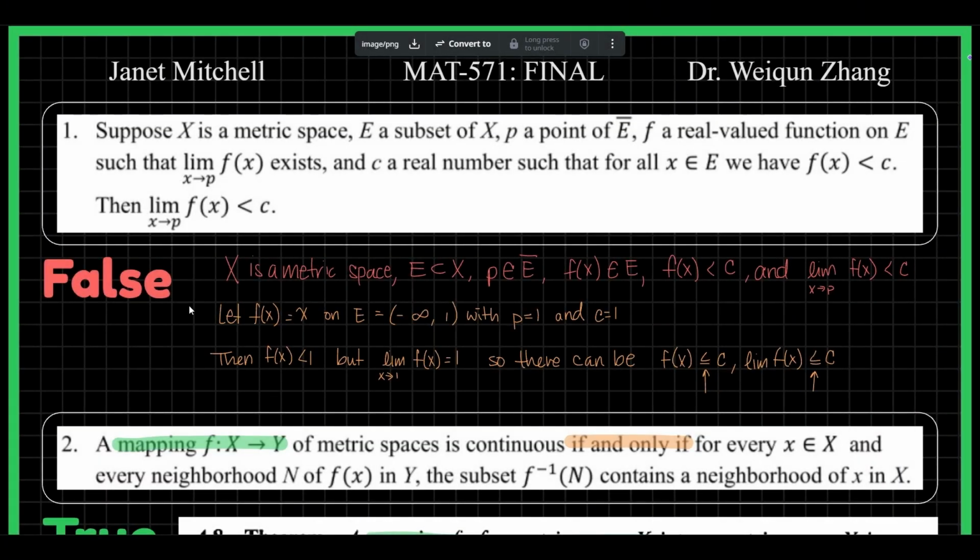For number one, I chose false because there could be an instance where the point P could be equal to the real number C. So the little counterexample that I have is if P equals 1 and C also equals 1. So you would have to have the less than or equals to in the statement to make it true.